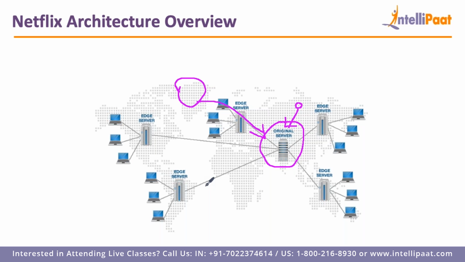So that's why we have things like cloud. We have cloud providers like AWS, we have cloud providers like Azure, which basically provide us with infrastructure.